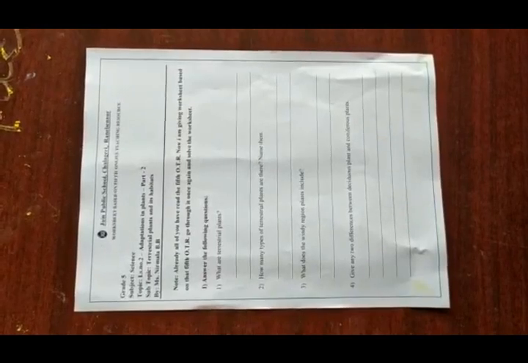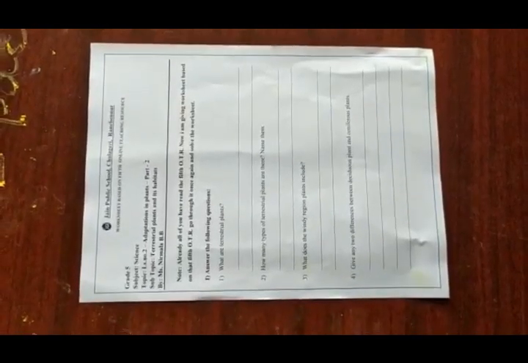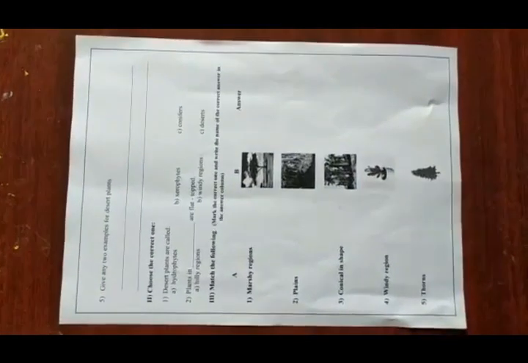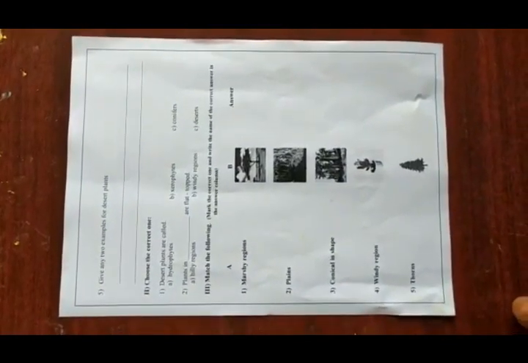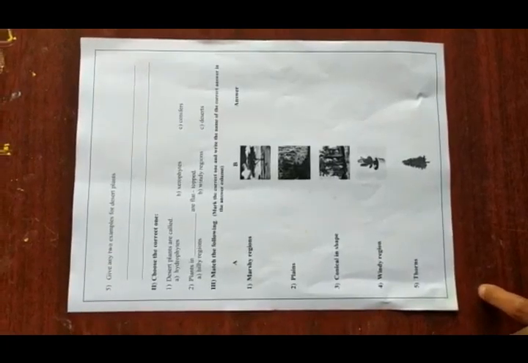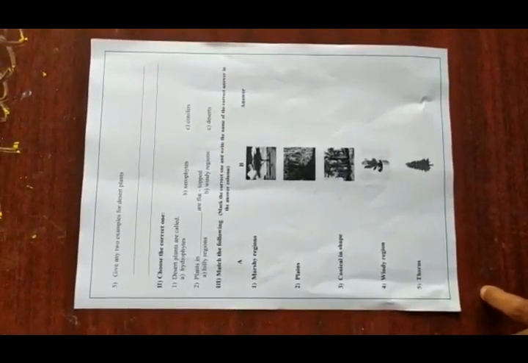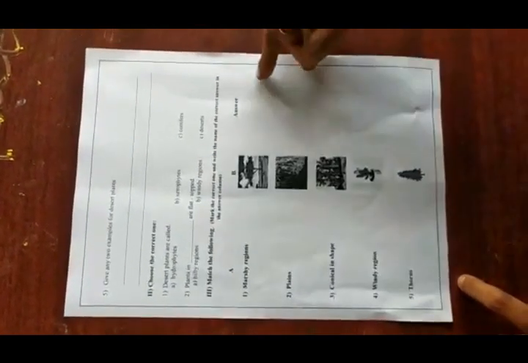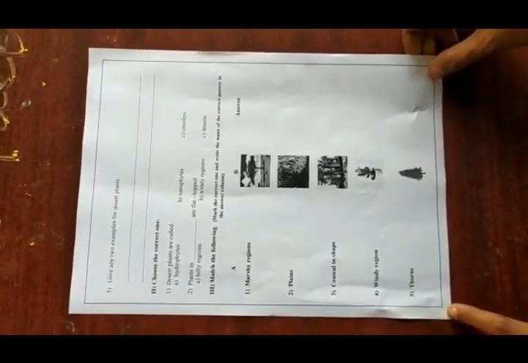The first main is answer the following questions. To answer these questions you have to refer to the OTR as well as the textbook. Next we will go to the second main, choose the correct one. You have to find out the correct answer for the proper question. The third main is match the following. You have to match the proper images to the words given in column A and write those answers in the answer column, in the space given.